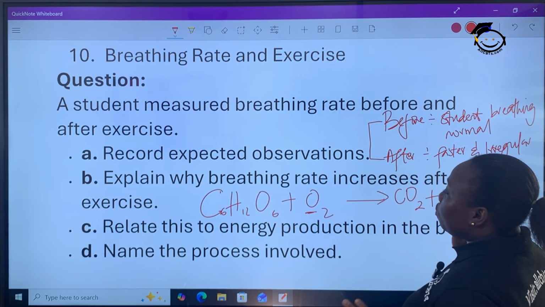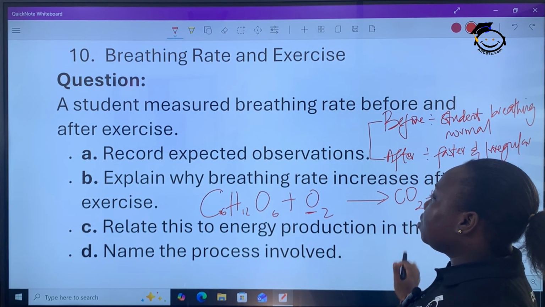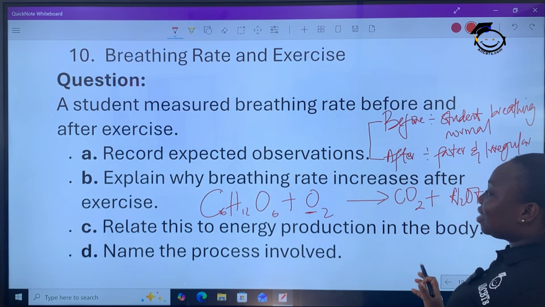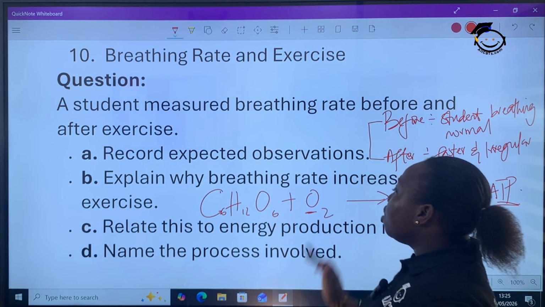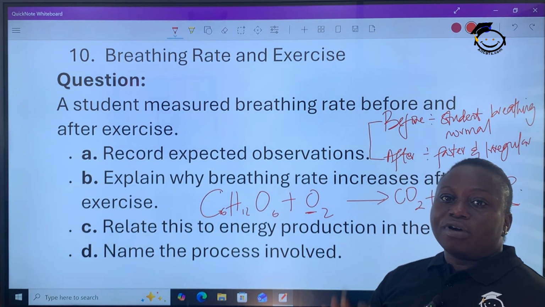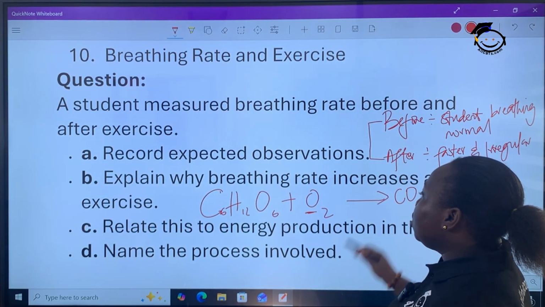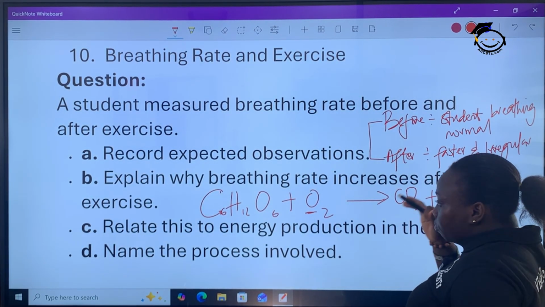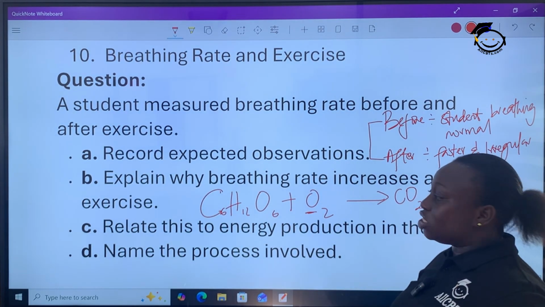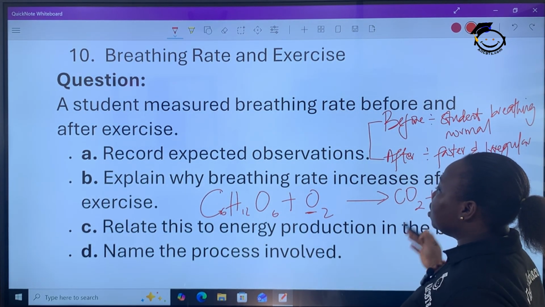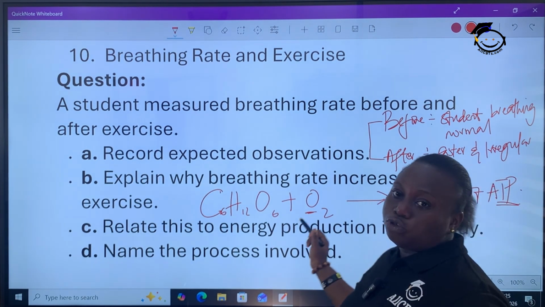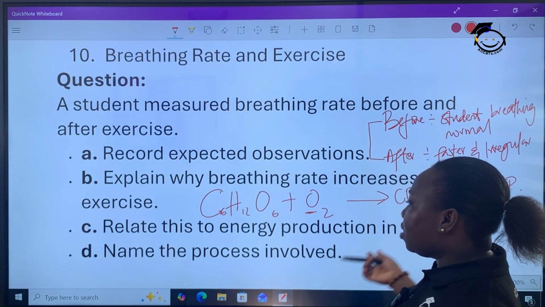Now, if you want to put this in writing, you can say that the reason why the breathing rate increases after exercise is because during exercise, more oxygen is used up for the production of energy. So this is why the breathing rate increases, because more oxygen is needed during exercise. That's a very good way you can put your answer in writing.